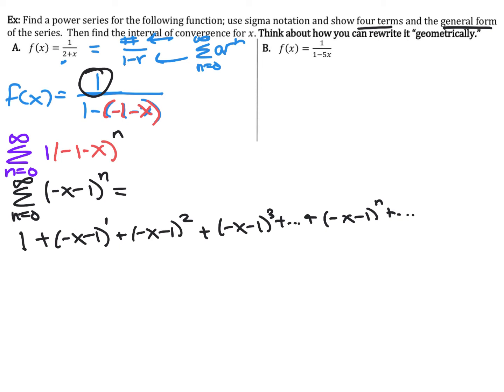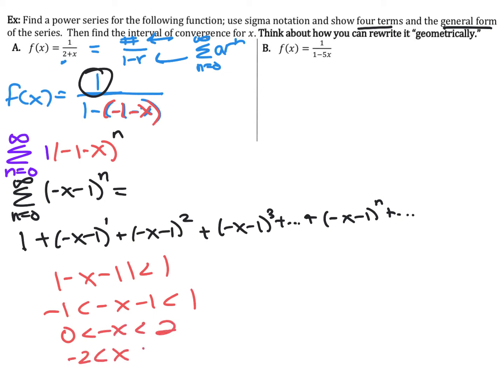Now that we have a series and we know that it's geometric, we can find the interval of convergence, right? We can say that the absolute value of the ratio must be less than 1. So we can set up an inequality to solve. If I add 1, I'm going to get here. And if I divide by negative 1, I'm going to get here. And remember, since this is geometric, we don't need to check the endpoints. This is my interval of convergence.